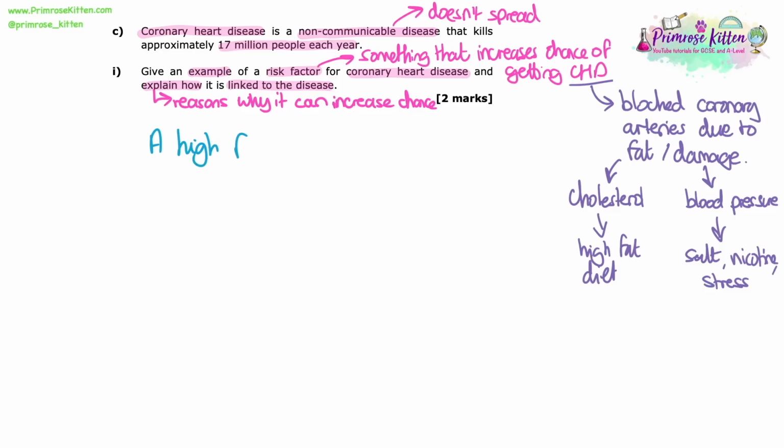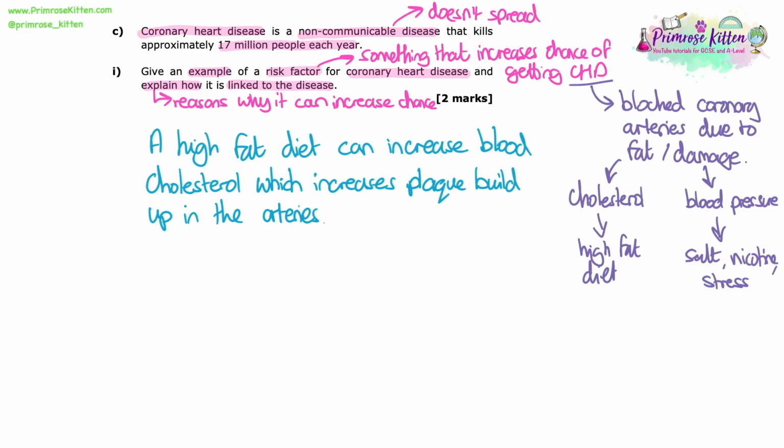So I have to pick which one of those risk factors I'm going to talk about, link it to the high blood pressure or high cholesterol, and then link that to how that could increase the risk of coronary heart disease. So I'm going to choose high-fat diet. So I'm going to say the high-fat diet can increase blood cholesterol levels, and that increases the plaque build-up in the arteries, or the chance of plaque building up in the arteries. The other options are there in the mark scheme, and they're linked to the right explanation, so just make sure that you check that you've got the right risk factor and you've linked it to the right reason.